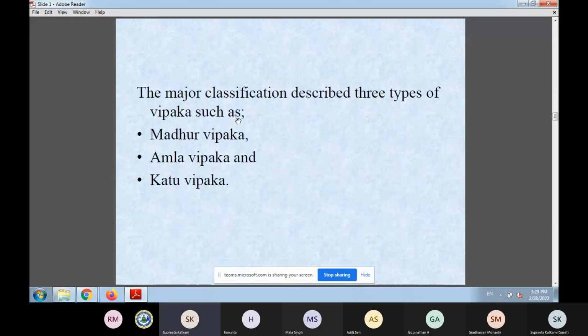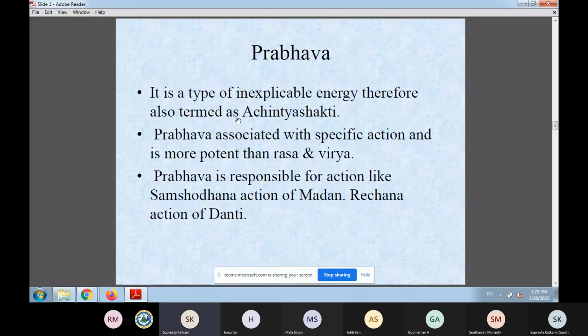Okay, and it will undergo Madhura Vipaka. Prabhava is a type of inexplicable energy, therefore also termed as Achintya Shakti. We are unable to explain how the Prabhava of a substance works. And this Prabhava is more potent than Rasa and Virya. Prabhava is responsible for certain actions like the Samshodhana action of Madanaphala and the Rechana action of Danti. Let me not go deep into it, we will just skip this part. We will just stick to Rasa, Guna, Virya, Vipaka.